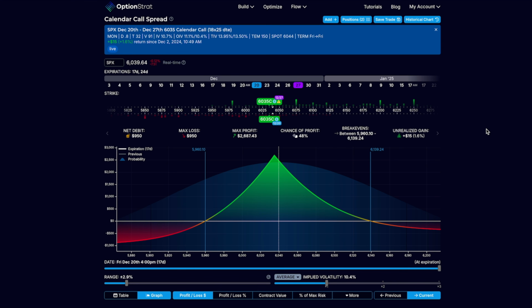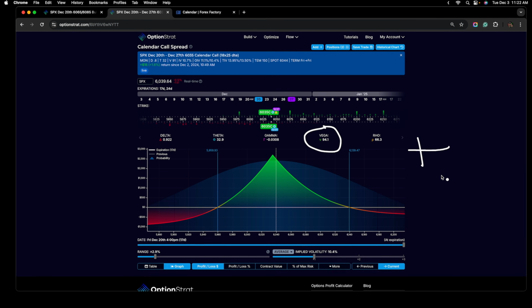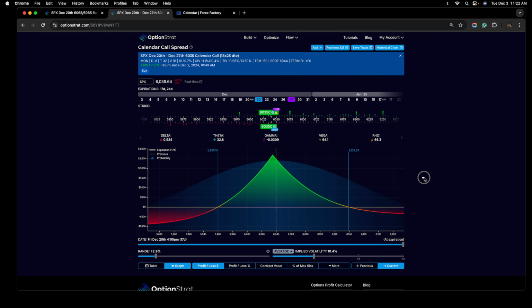Now, why would a trader open a calendar spread now? The first thing to take note of is implied volatility. It is positive vega, which means it benefits from an increase of implied volatility.